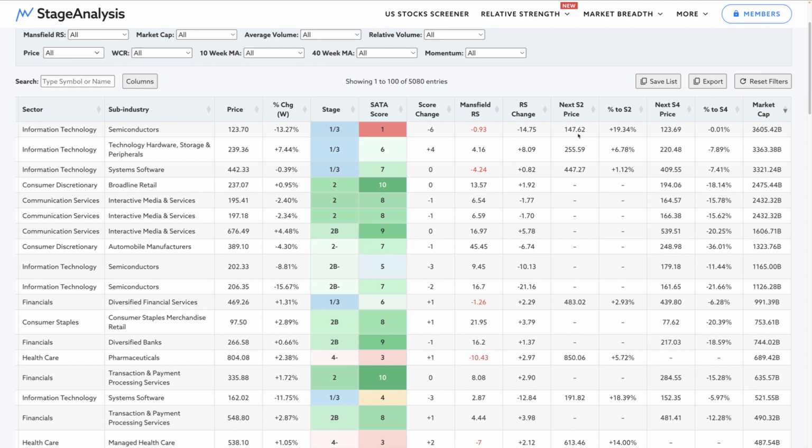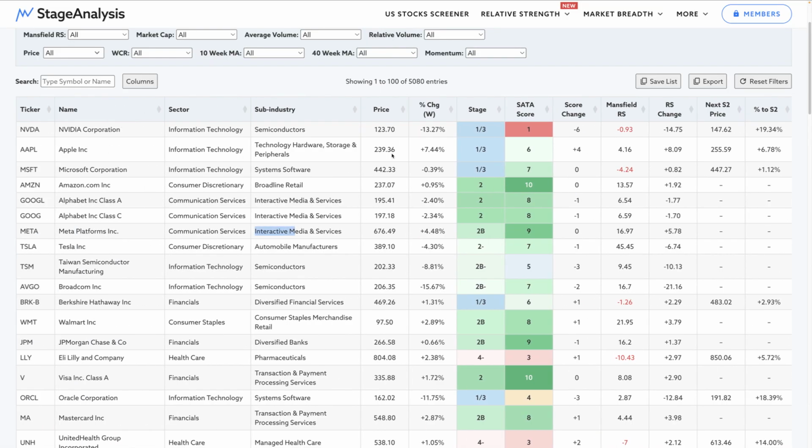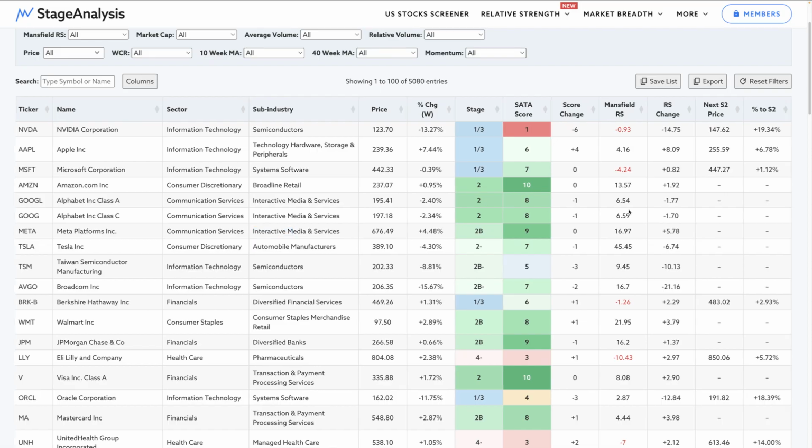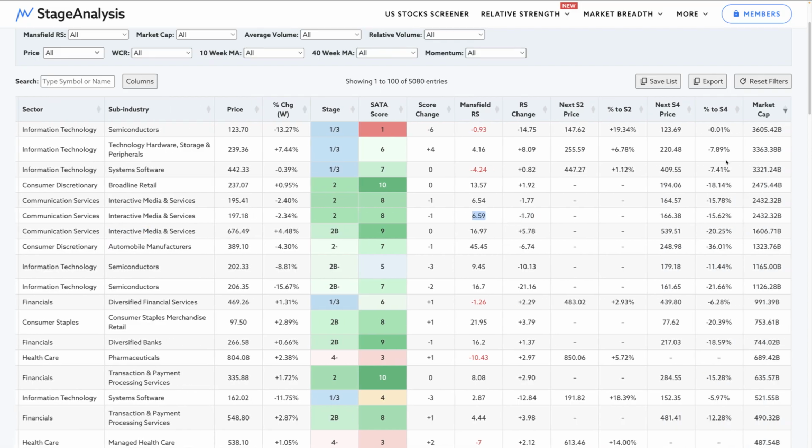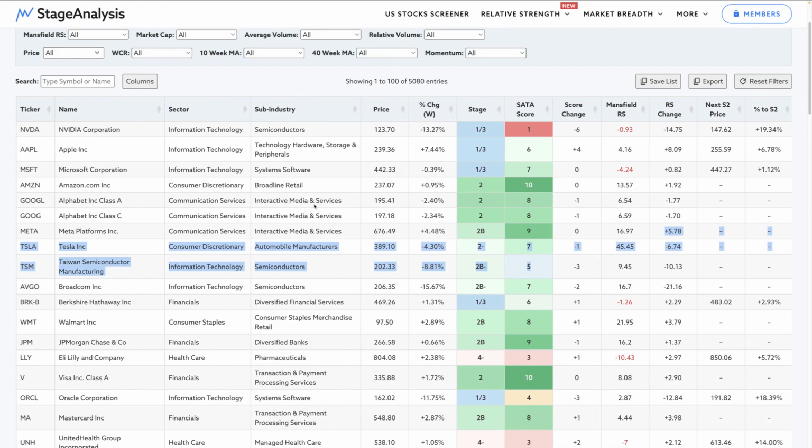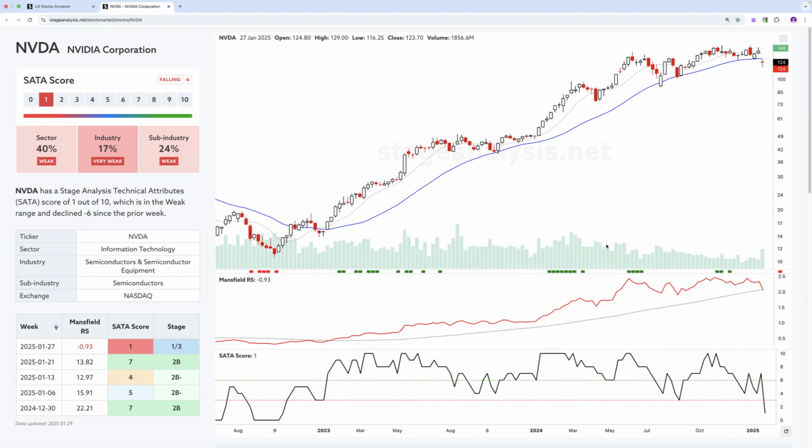So now you can see it gives you the precise stage 2 level currently. So for example, here on Nvidia, it's back up at 147.62, and the next stage 4 price here is at 123.69. So currently we're at 123.70, so we're only 0.01% to the stage 4 level. And as you know, earlier in the week we did have a stage 4 breakdown attempt on Nvidia on Monday, which has now, because it's moved back above the level, reverted back to the stage 3 level, because it's still below the 30-week moving average.